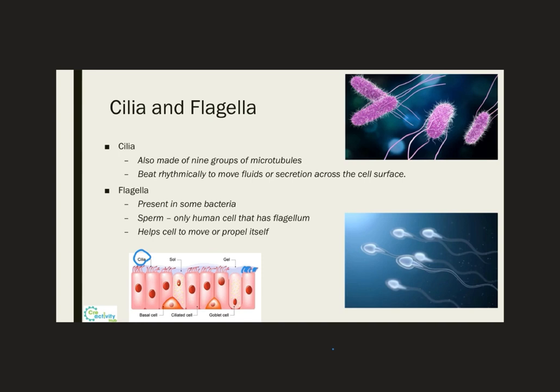And the other unique feature is the flagella. Some bacteria have flagella, as we can see here from this image. And a flagellum is like a little tail that can help a cell move or propel itself. And the only human cell that has a flagellum is a sperm cell, which we can see clearly on this image here below.